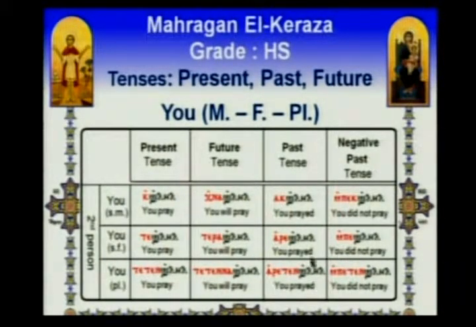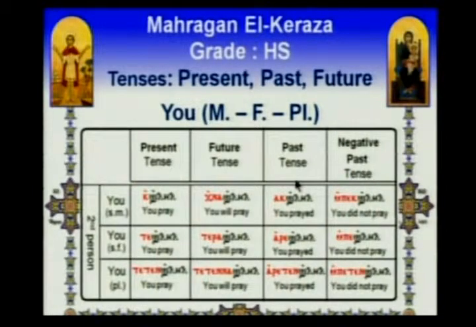The past, as we said before, they all start with the alpha. But when you are talking to a boy, telling him you prayed, it is ak eshlil. For the girl, it is are eshlil. For the plural, it is aretain eshlil.